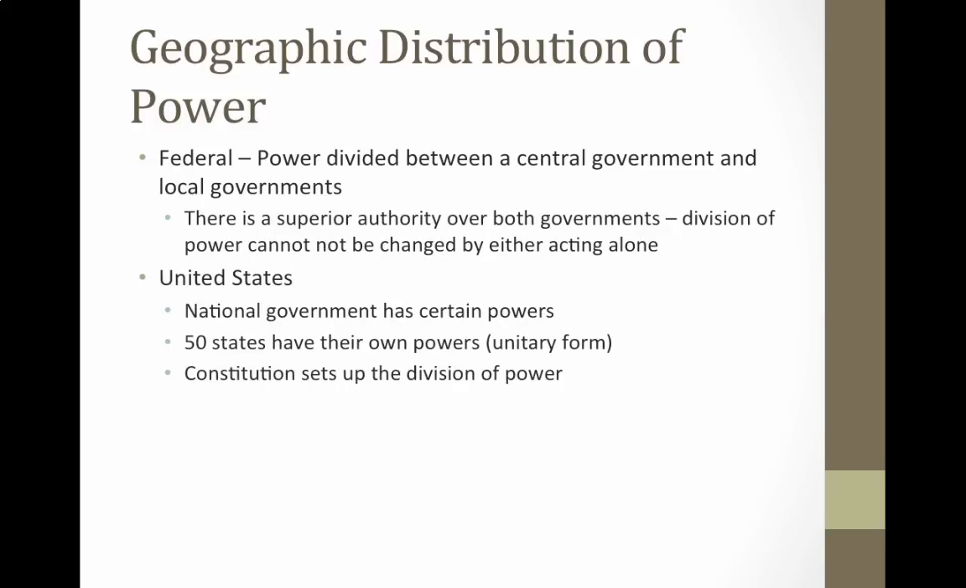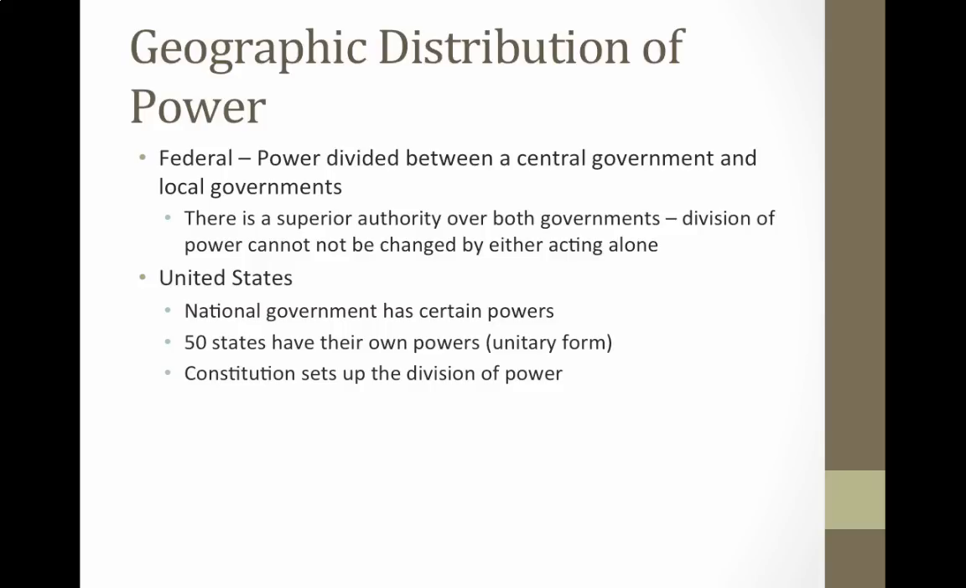So in the United States, our national government, our federal government, our central government, make sure you write down those all mean the same. National, federal, central, interchangeable, mean exactly the same. Has certain powers, and then the 50 states have their own powers. And I put unitary form here because if we were just to pull out the state of Indiana and look at its government, it is a unitary form. Where is it located? Indianapolis, centrally located. Yes, each community has its own local governments, but those were created by Indianapolis, by the General Assembly, and those powers can be taken away.